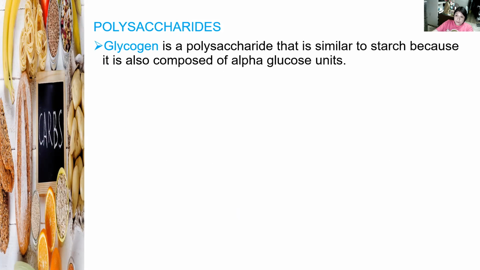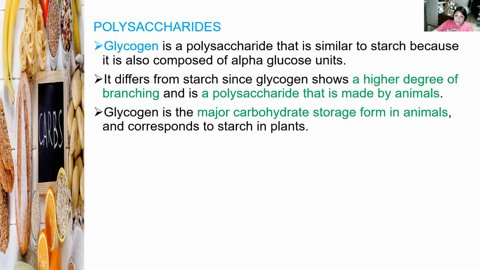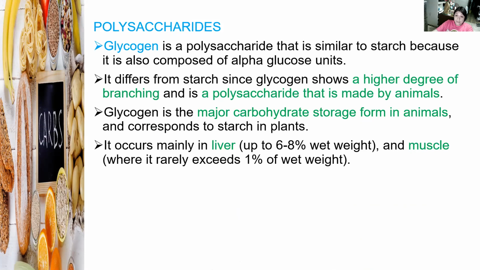Glycogen is a polysaccharide that is similar to starch because it is also composed of alpha glucose units. It differs from starch since glycogen shows a higher degree of branching and is a polysaccharide that is made by animals. Glycogen is the major carbohydrate storage form in animals and corresponds to starch in plants. It occurs mainly in liver, up to 6 to 8% wet weight, and muscle, where it rarely exceeds 1% of wet weight.